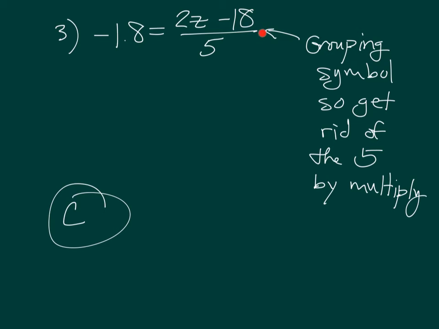The reason is that is a grouping symbol. That division bar groups everything that's on top together. So to get rid of it, you've got to get rid of the 5 here. The way you get rid of the 5 is by multiplying both sides by 5. That is your first step. It is not adding the 18. If you put adding 18, that is wrong because all that's grouped on top.